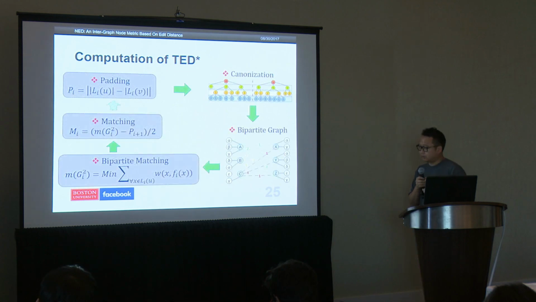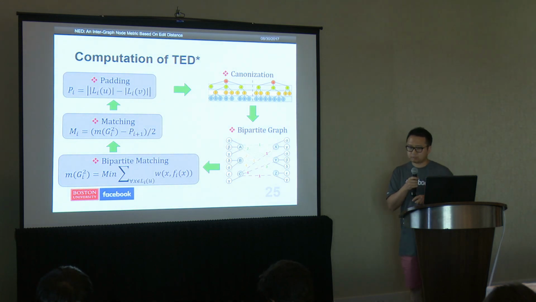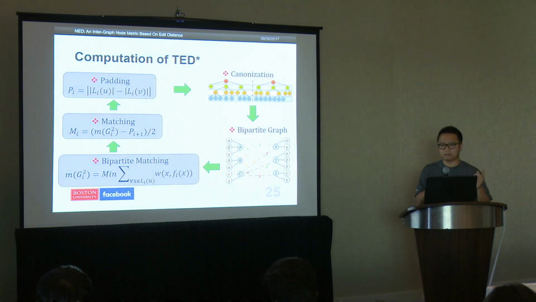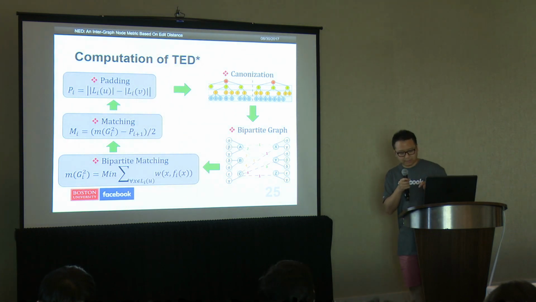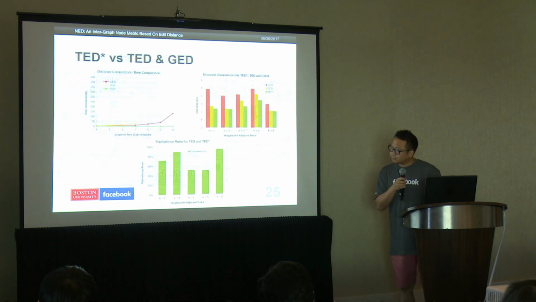So this is the workflow for each level. For each level, we do the padding, canonization, bipartite graph construction, matching, and calculation for the next level. In terms of the time complexity, we can do the padding and canonization in linear time. But for bipartite graph construction, we need n squared. And for bipartite graph matching, right now in the implementation we use the naive solution, which is n cubed. So that means the bottleneck is the bipartite graph matching, and this algorithm runs in n cubed for each level.